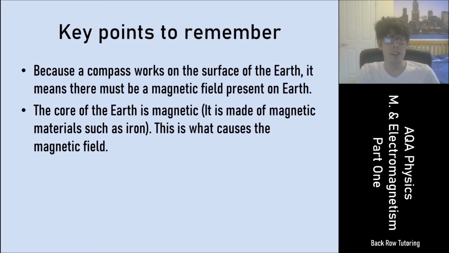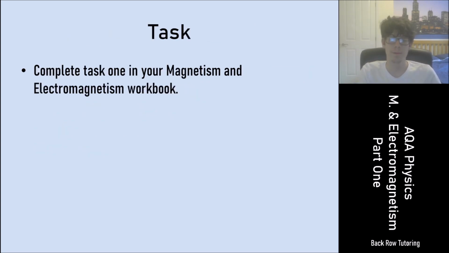Because a compass works on the surface of the Earth, it means there must be a magnetic field present on Earth. The core of the Earth is actually magnetic itself, and that's because it's made of a magnetic material, and that's iron. This is what causes the magnetic field on Earth.